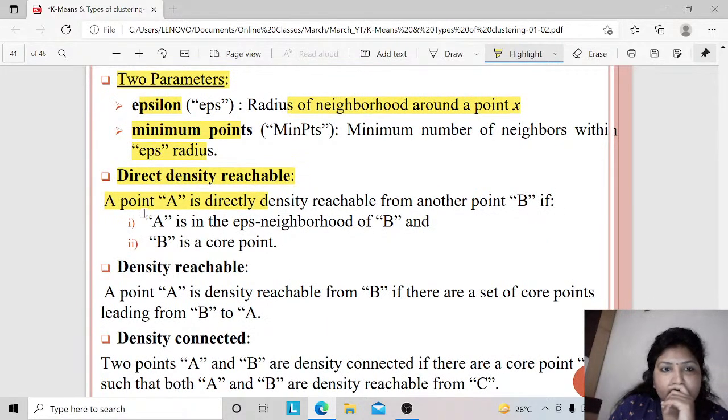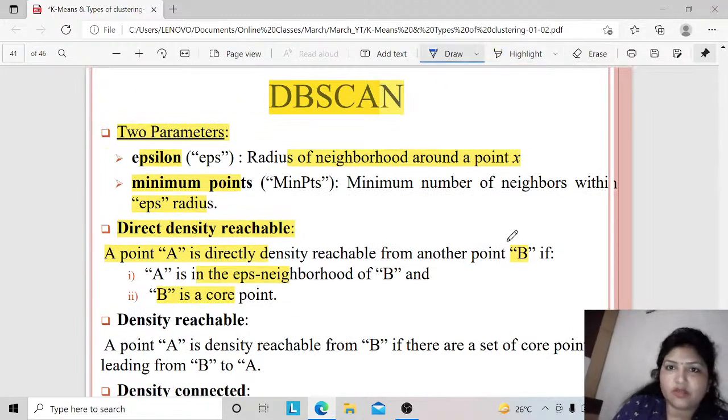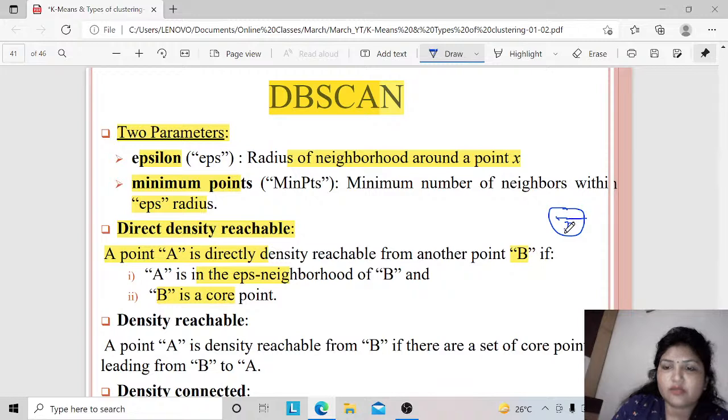Directly density reachable: a point A is directly density reachable from point B if it is a neighbor point or if it is a core point. Suppose I am talking about this. This is my epsilon and it is my radius also. I would be having some A or B points, and I'm going to check the distance of this point with that point. It might be my core point, it might be my neighboring point, or it might be my boundary point also, right? Something like this. If it is an outlier, it is outside the boundary, right?